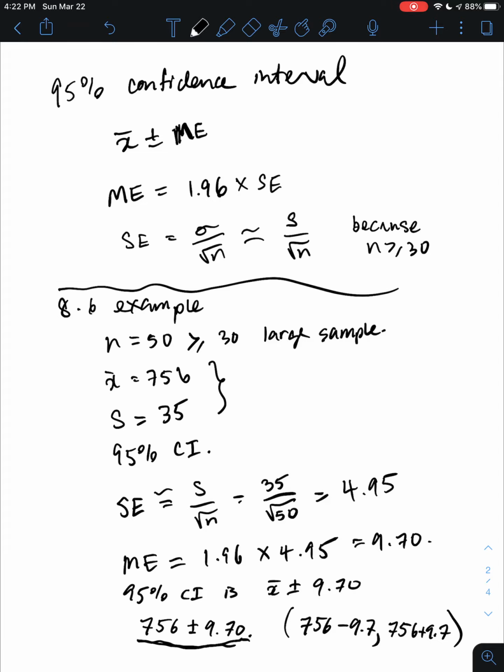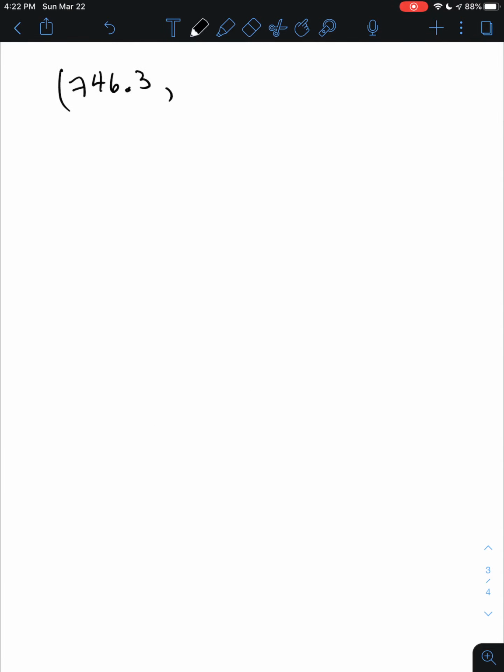756 minus 9.7 is 746. And I'm going to add 9.7, so 756 plus 9.7 is about 766. So that range of numbers is my 95% confidence interval. And now we need to interpret it.